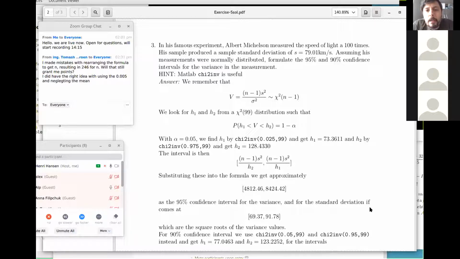There is something of a sanity check. The S you get in this, the standard deviation from the sample, should be between these two values, and usually it's closer to the smaller value than the larger value because it's not a symmetric distribution. But is it in the 95% confidence interval? The deviation is somewhere around here.